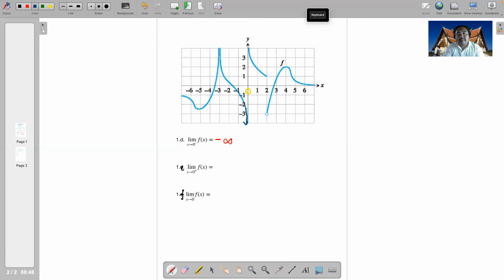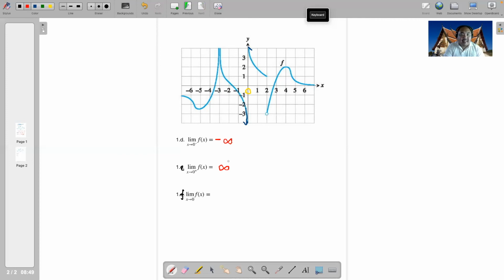Now, on the other hand, as I approach 0 from the right this time, the behavior of the function is also obvious. This time, it goes back to getting larger and larger and larger, but positively. So here we can say the limit of the function as x approaches 0 from the right is positive infinity. Again, this is not a number, it's just a description of how the function behaves.